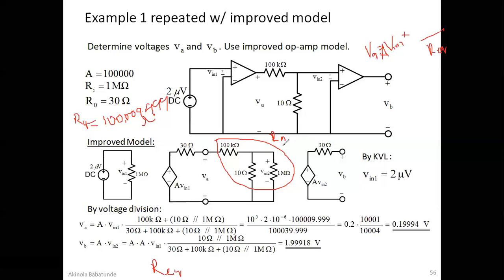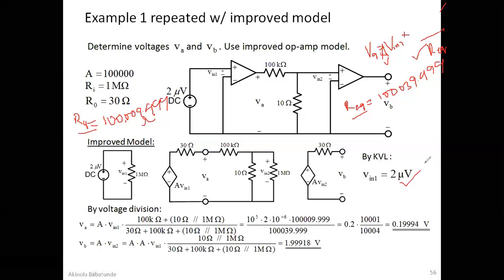30 ohms plus RA. If you do that, our R equivalent would therefore be equal to 30 plus 9, 39. So it's going to be 100,039.999, and that can continue like that. Now that we know RA and R equivalent, we can substitute RA here and R equivalent here. We know our A already, so we can put our A in here. Our V in, we know it already to be 2 microvolts.